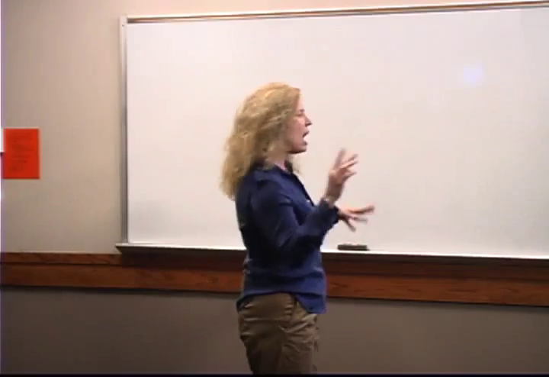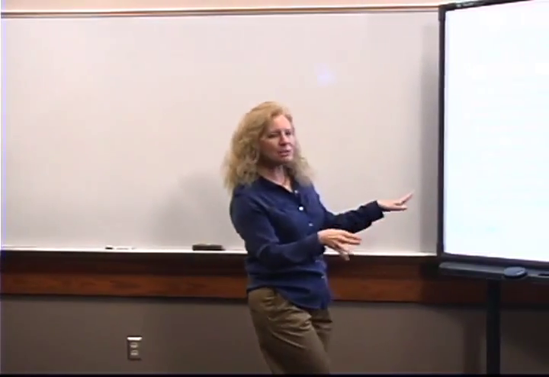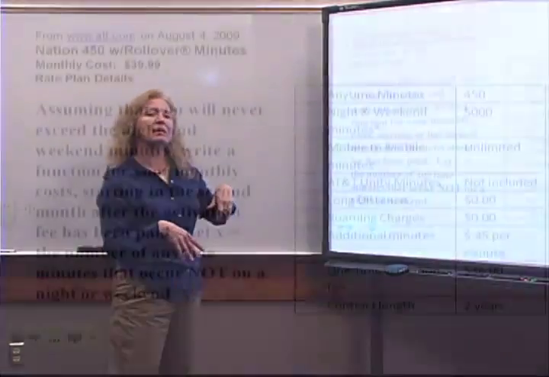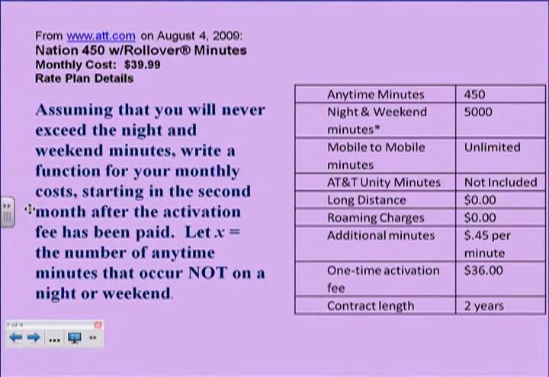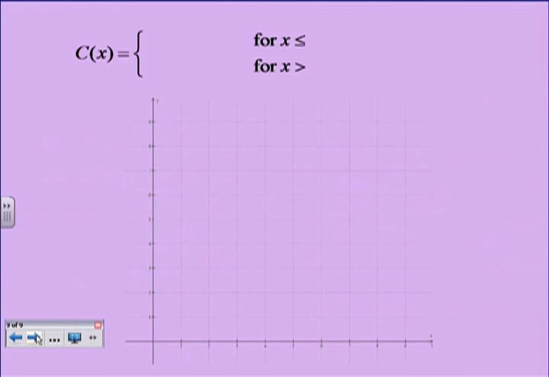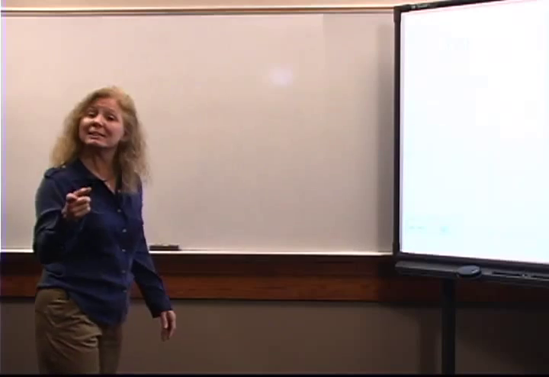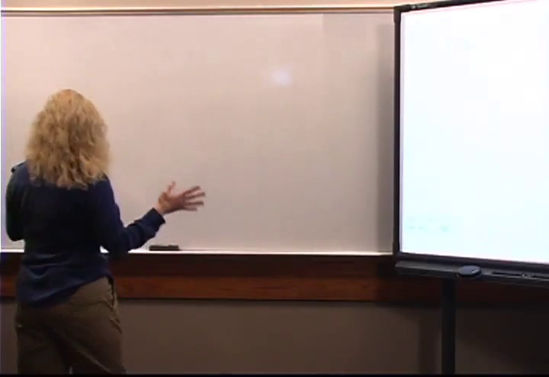And so I already said, well, in algebra we love our x's, so we're going to let x be the number of anytime minutes that occur not on a night or weekend. So these are the ones that you're limited to 450. All right? And we're going to want to write a function for how much it's going to cost you. Now, you know what? That's actually kind of a tough thing to just suddenly spit out that equation. And I don't expect that you're going to do that. So let's think about it.